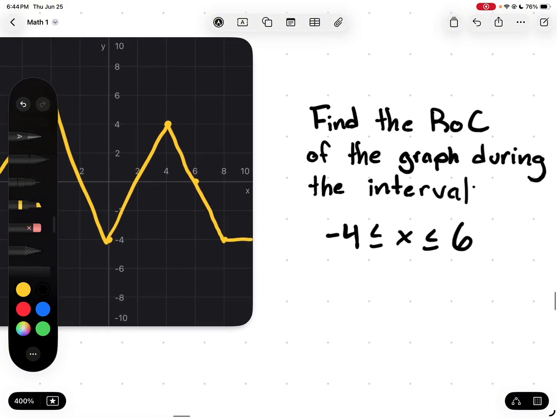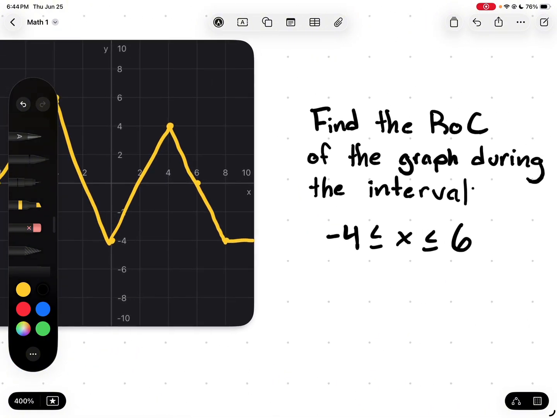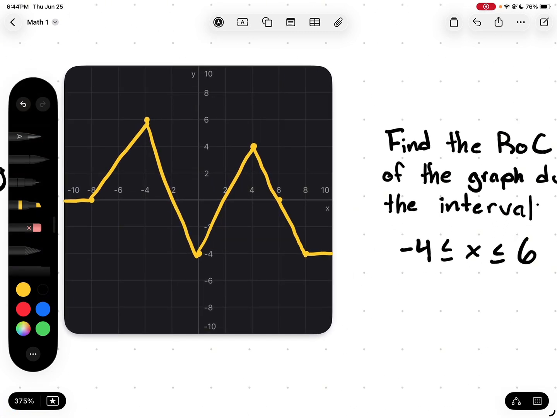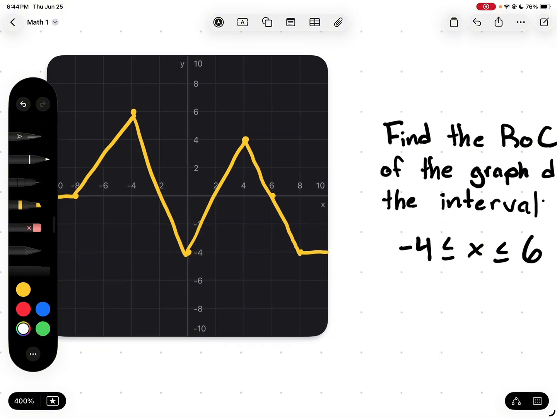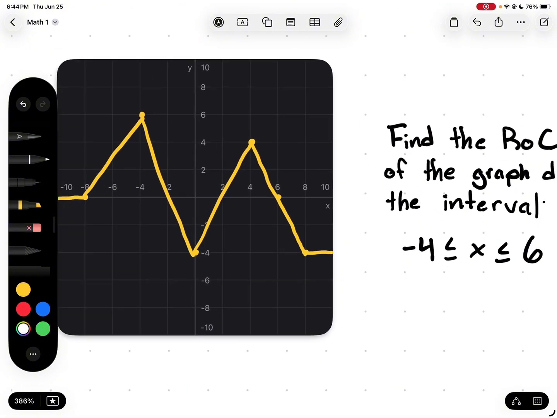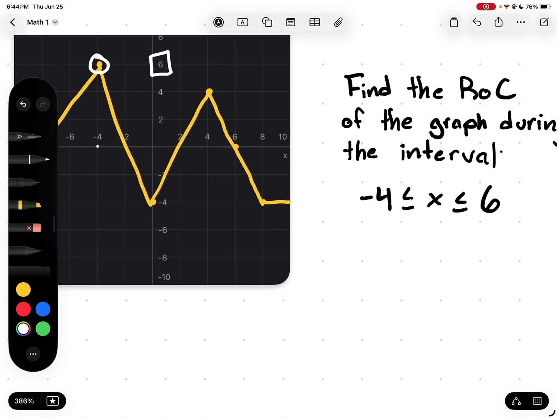Lastly, we have to find the rate of change of the graph during the interval −4 ≤ x ≤ 6. Now, this might be hard, but as long as you look at it step by step, it should be pretty simple. So first, let's find where −4 is on the x-axis, because it's an x. Our x-axis is here, so −4 would be here, which comes in line with this one right here, where our y value is 6, which means that one of the coordinates we're dealing with is (−4, 6).